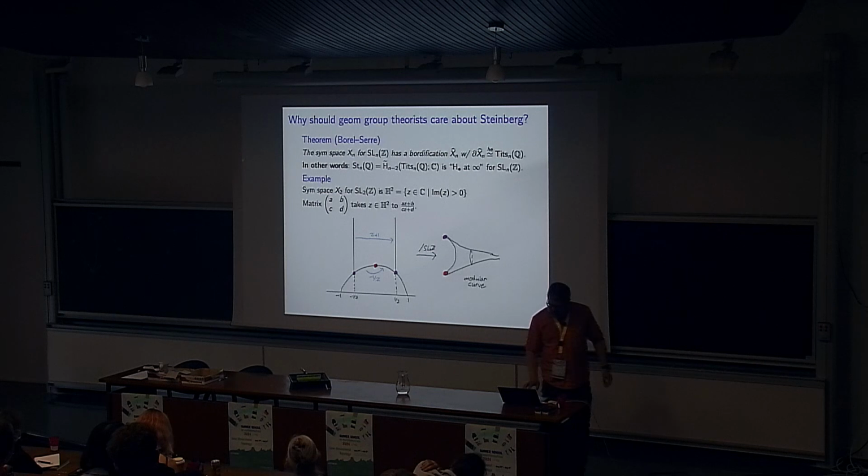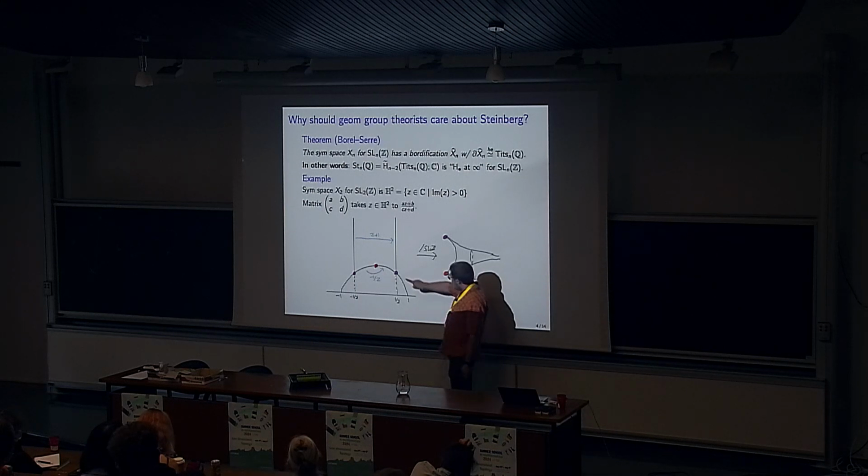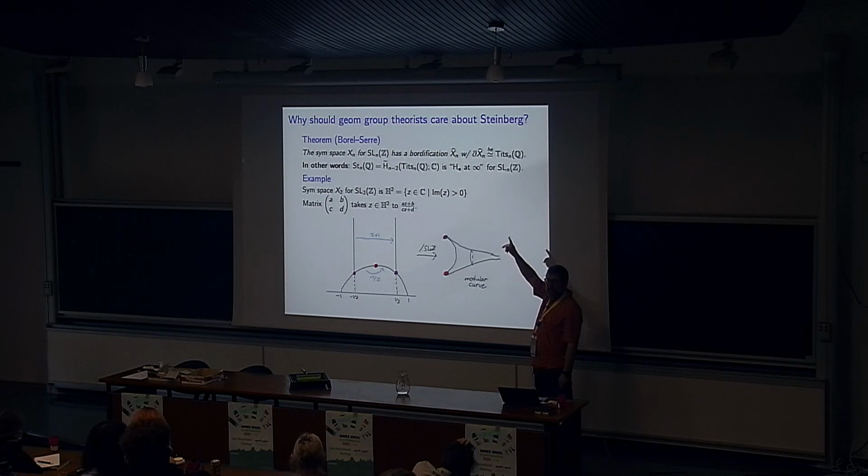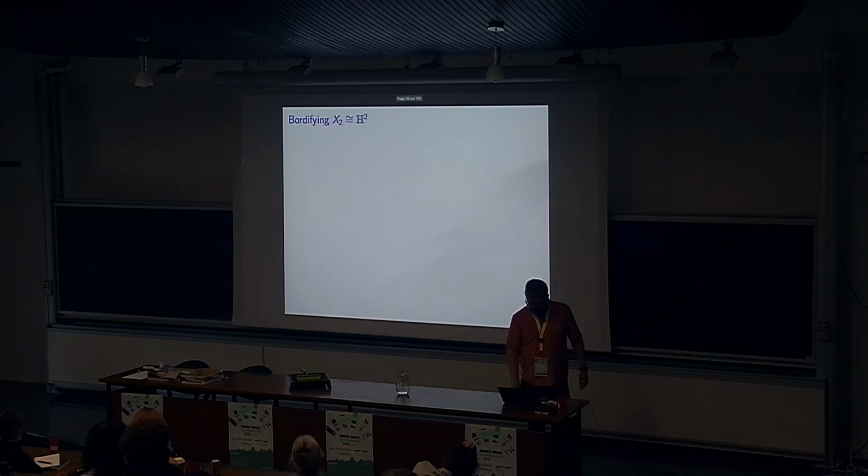And so what Borel-Serre's theorem is saying is that we can add a boundary at infinity to this upper half plane, where the boundary is homotopy equivalent to the Tits building, Tits_2 of Q. And let's see why that is. So how do we bordify the upper half plane?